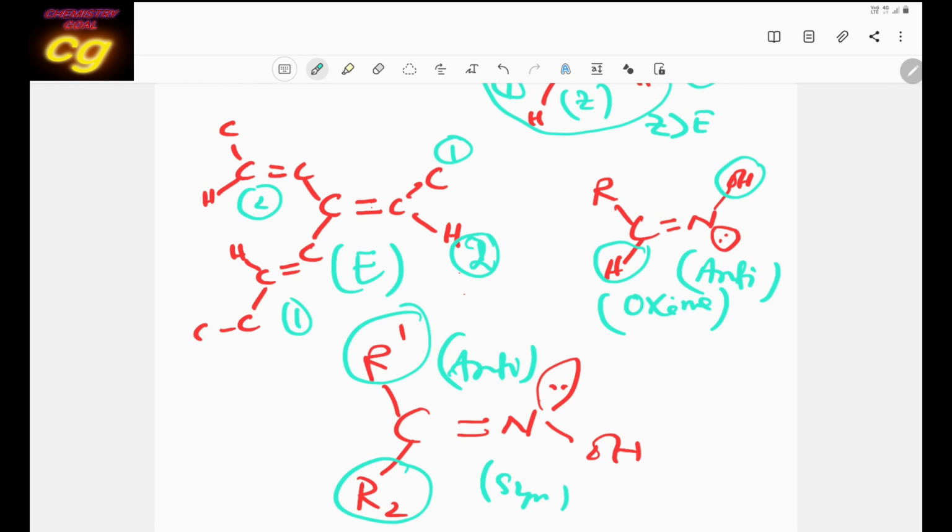So in this way, different types of arrangement, EZ notation is possible. We have to see the arrangement of groups across the carbon carbon double bond. The only difference is that we have to see the priority. Higher priority is 1 and lower priority will be 2. Then the arrangement of 1 and 2 across the carbon carbon double bond, then we can give the EZ notation. So this is a very important part of geometrical isomerism.